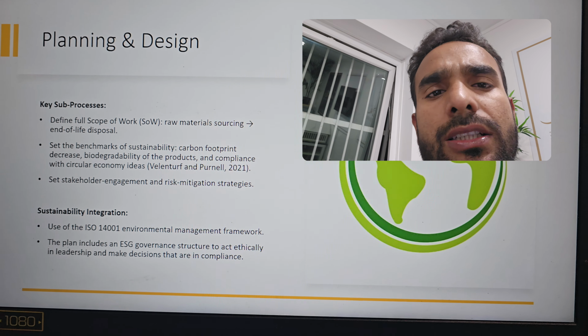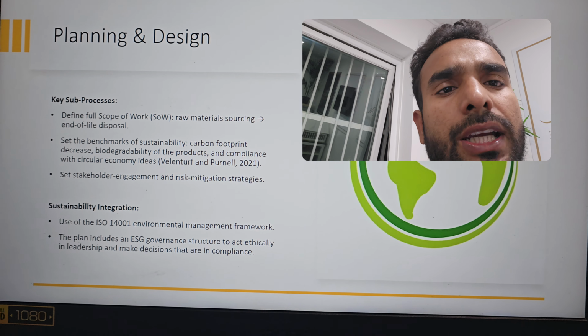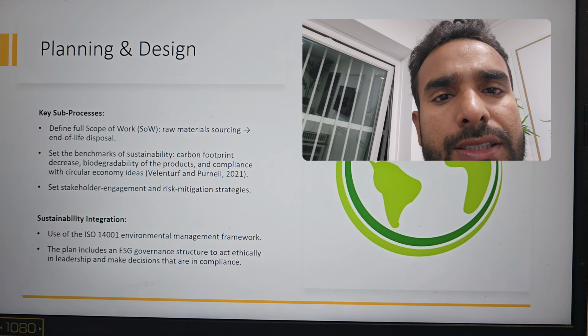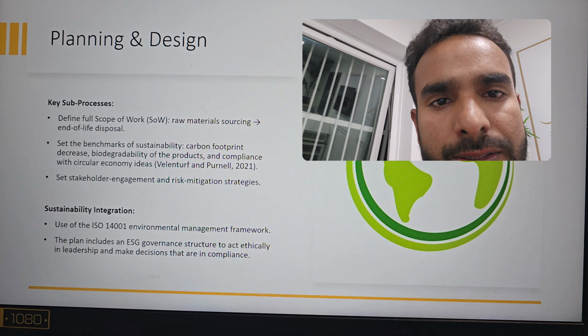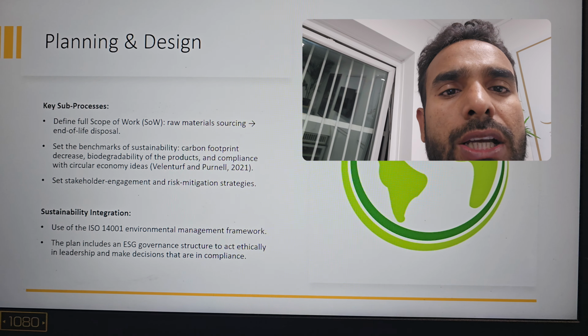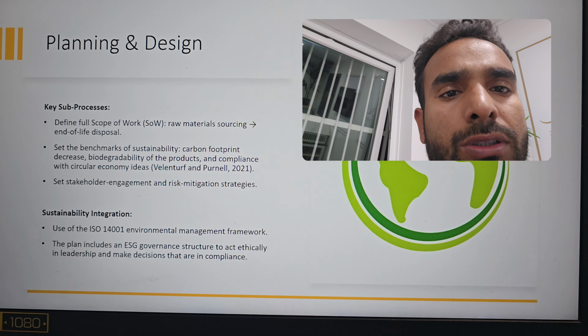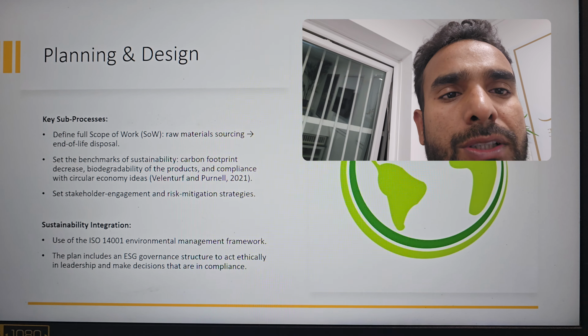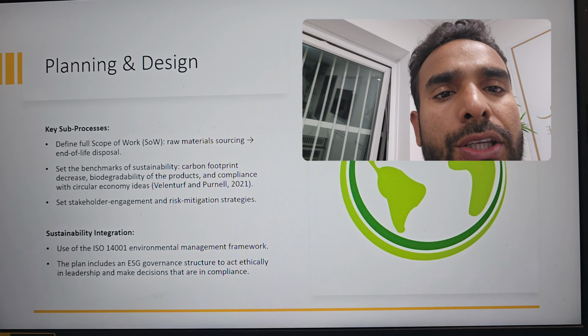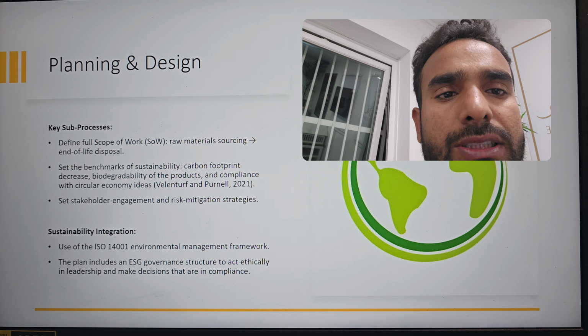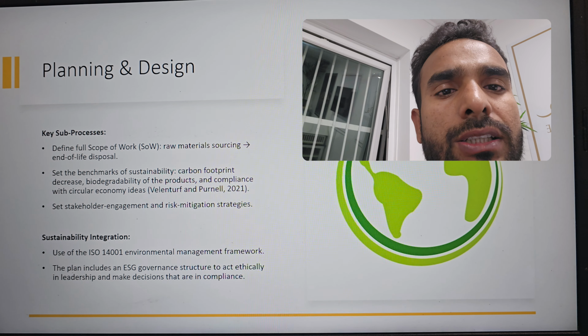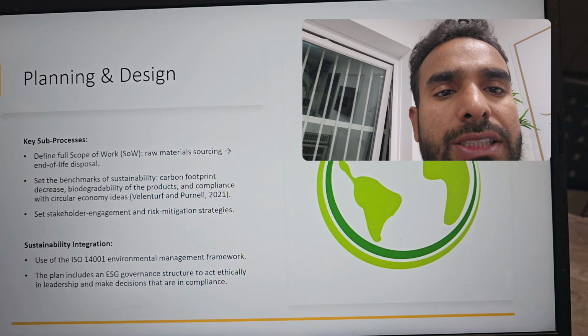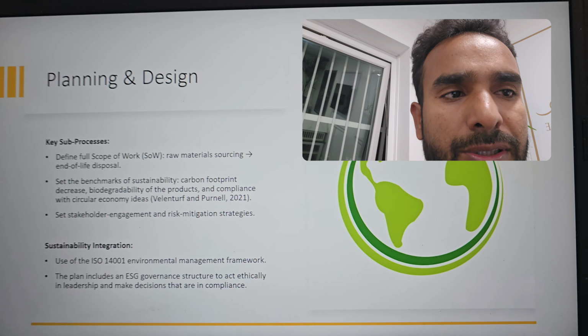Then after, set the stakeholder engagement and risk marketing stage, that is sustainability integration that uses the ISO 14001 environmental management framework. And the plan includes the ESG governance, to act ethically in the leadership and make decisions that are then complementary.